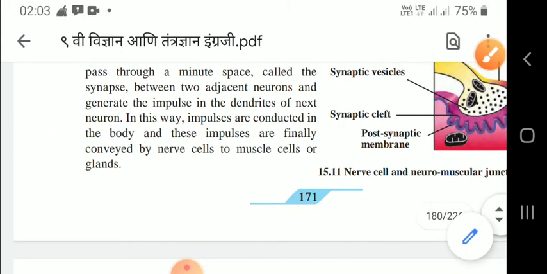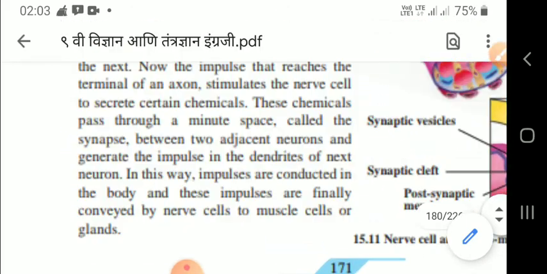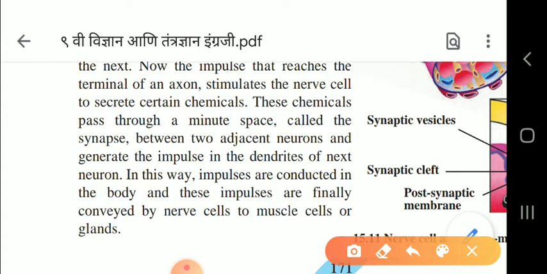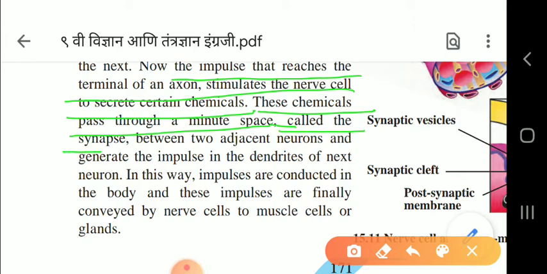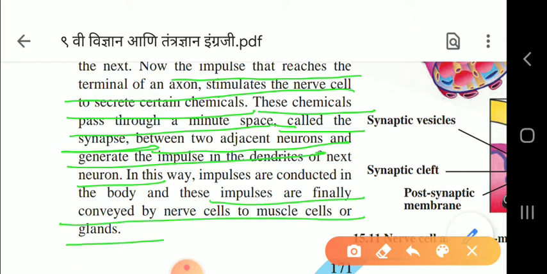Here you can see, children, this portion you have to underline, that is, what is synapse, because it is most important, mostly it comes in the exam. The impulse that reaches the terminal of an axon stimulates the nerve cells to secrete certain chemicals. These chemicals pass through a minute space that is called the synapse. Synapse means the junction of two nerve cells. So this all is important. Impulses are finally conveyed to the nerve cells, then to muscles and or glands.